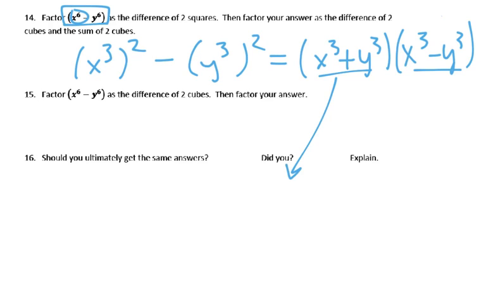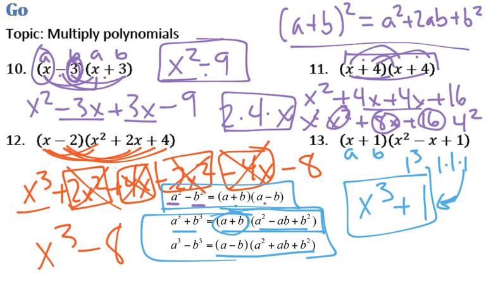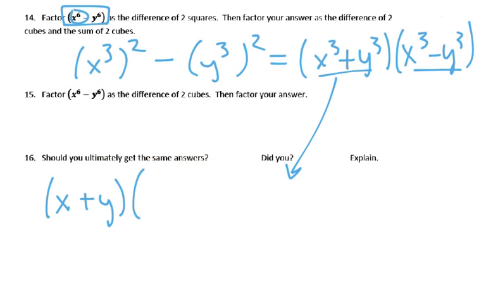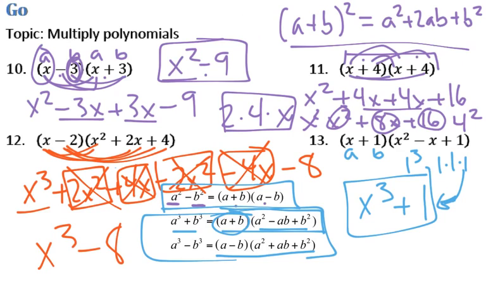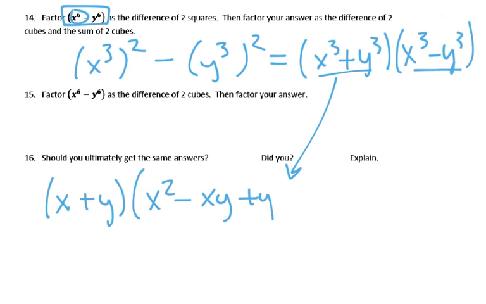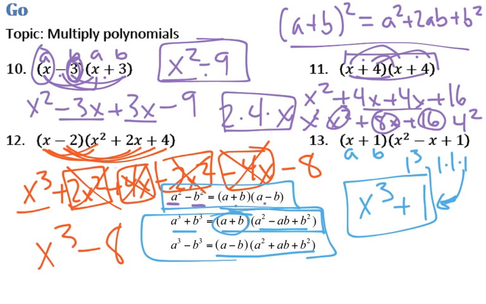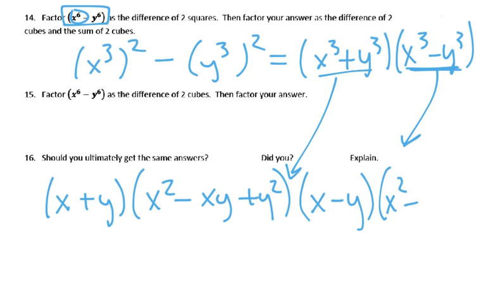So let's jump down here. The sum would be x plus y times x squared minus x times y plus y squared. And then we'd multiply this one, and that would be x minus y, right? Yep, and then these are both plus. So then x squared plus xy plus y squared. Okay?